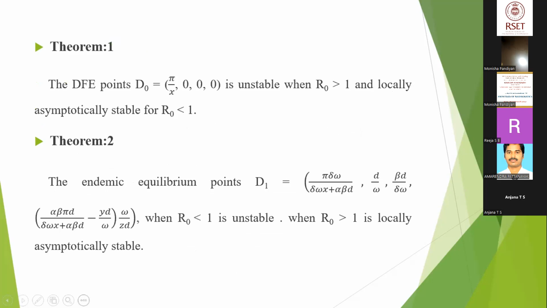Theorem 1 and theorem 2 represent the local stability of our disease-free and endemic equilibrium points. Theorem 1 says that when R0 is less than 1, the disease-free equilibrium is locally asymptotically stable. When R0 is greater than 1, the point is unstable. Theorem 2 says that when R0 is greater than 1, the endemic equilibrium is locally asymptotically stable. If R0 is less than 1, the point will be unstable.